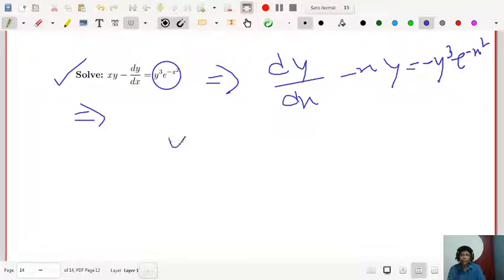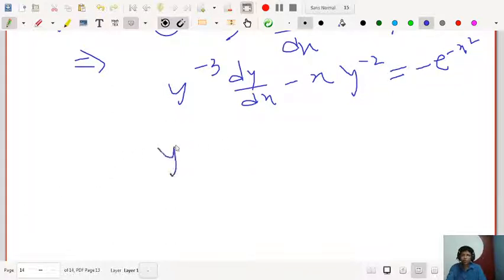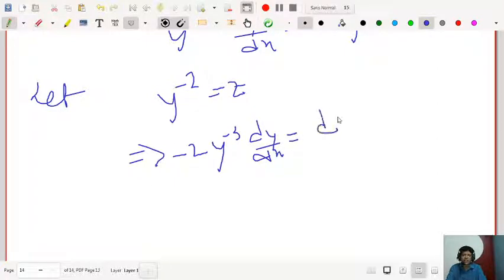Okay, and dividing by y cube, that will be y to the power minus 3 dy/dx minus x y to the power minus 2 equal to minus e to the power minus x square. So dividing throughout by y cube and substituting, let y to the power minus 2 be z. So you have minus 2 y to the power minus 3 dy/dx as dz/dx. So this is called the change of dependent variable, right? Your y is the dependent variable, now the new dependent variable will be z.